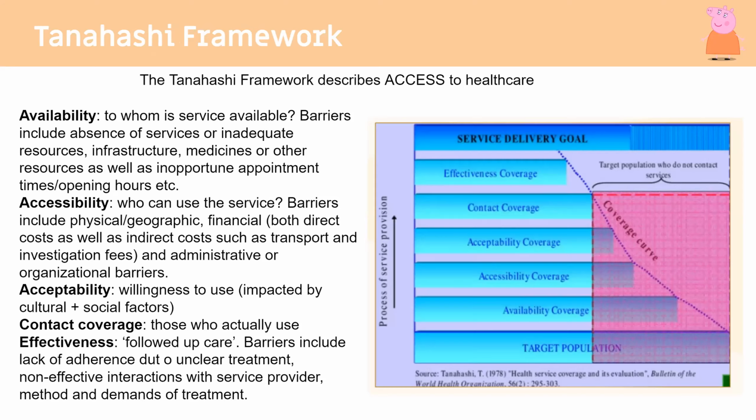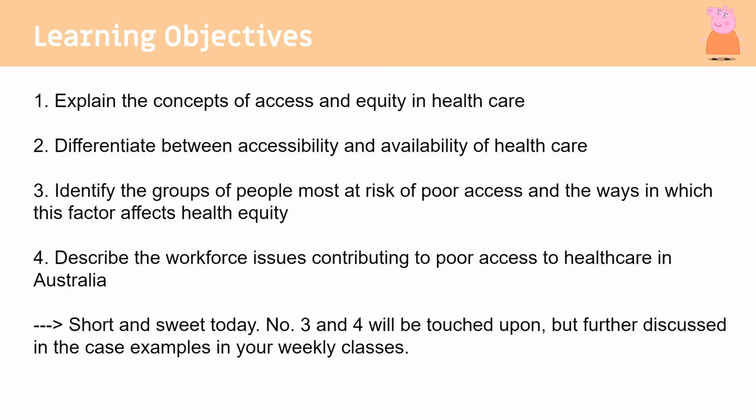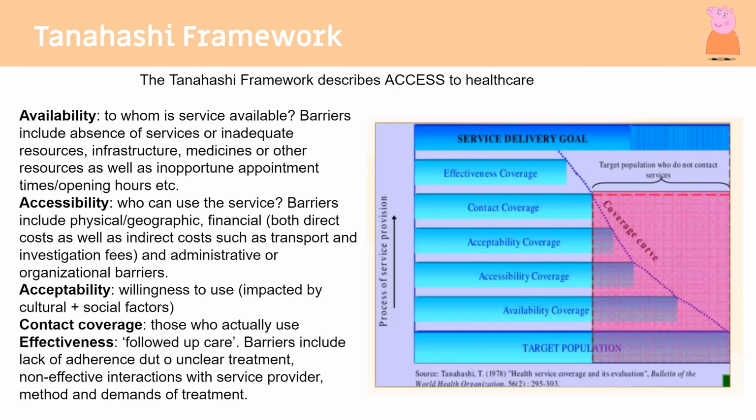So as you can see, the first learning objective was about access and equity. And pretty much all they want you to know is the Tanahashi framework model. This framework has 5-ish areas. The first is availability, second is accessibility, third is acceptability, fourth is contact, and fifth is effectiveness. I've listed the definitions there, but just to go through them super briefly, availability is pretty much to whom the service is available, like the service exists and who can hypothetically have access to that service.